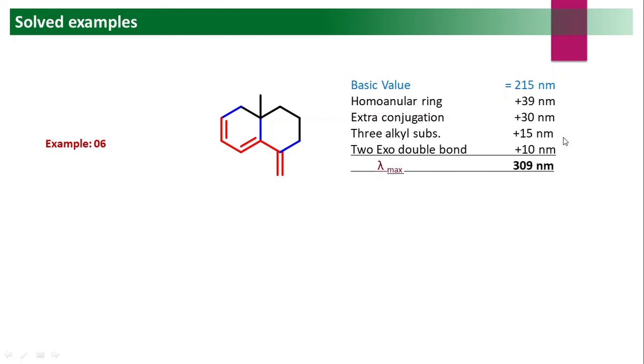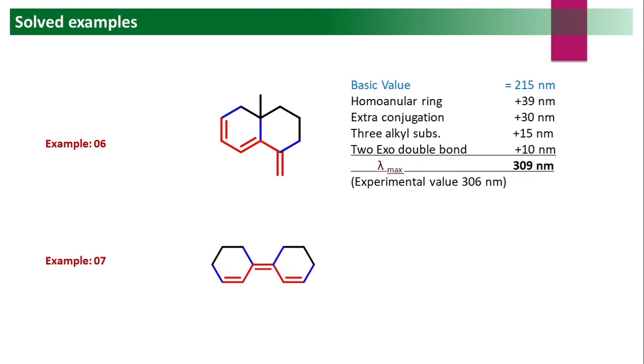Then add it. Your answer will be 309 nanometer. Lambda max will be 309 nanometer, so this is close to our experimental value. In this way, you have to find each system and add a particular value for that system. So this is the last example for this lecture.